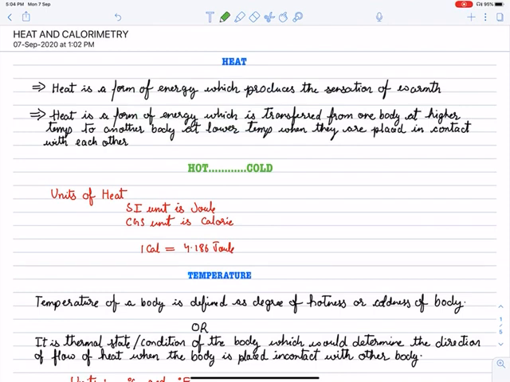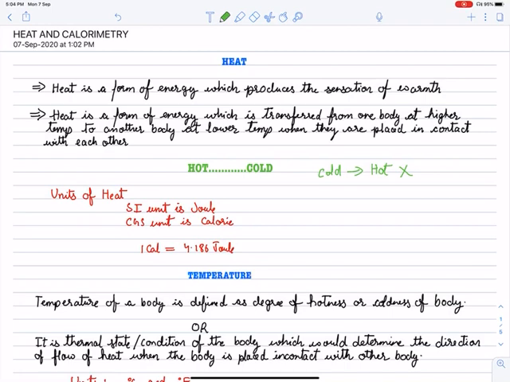So hot to cold. It will never flow from cold to hot. What I mean is, cold to hot is never possible. This is forbidden. Actually, this doesn't take place in nature, so it is forbidden. If you have to remember what is heat, heat flows from hot to cold when the two bodies are placed in contact with each other. This is the basic definition of heat which you can remember.